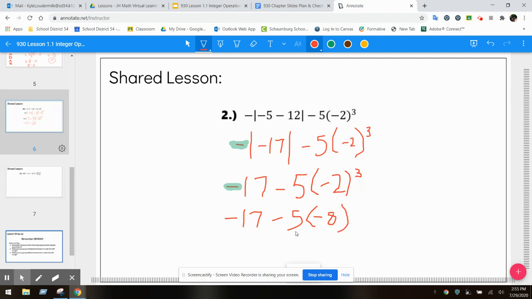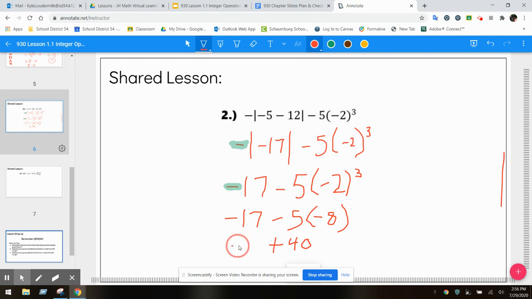All right. Now what's my next step? I have -17 minus 5 times -8. Multiplication comes before subtraction, so I have to do 5 times -8, or you can think of it as -5 times -8. Either way, it's going to become positive 40. If you did 5 times -8, then you would have been subtracting -40, which is the same thing as adding 40.